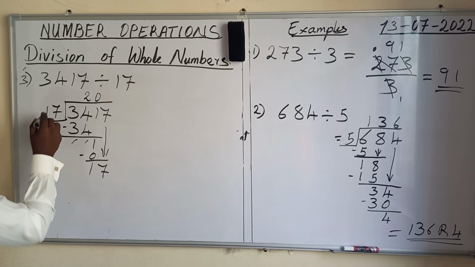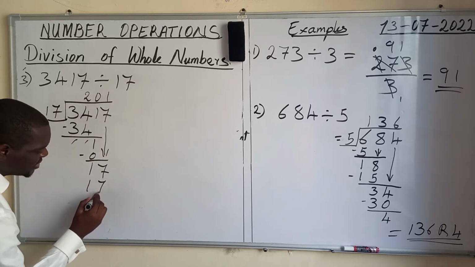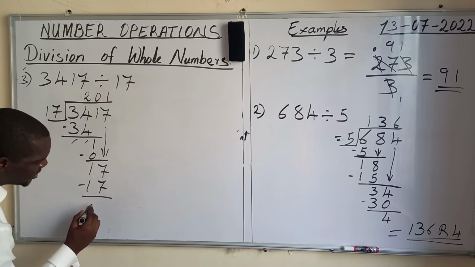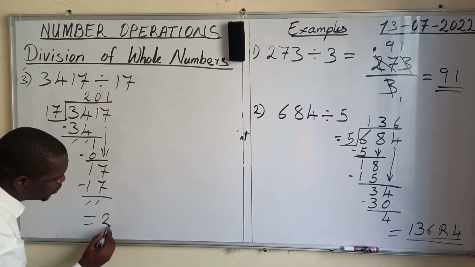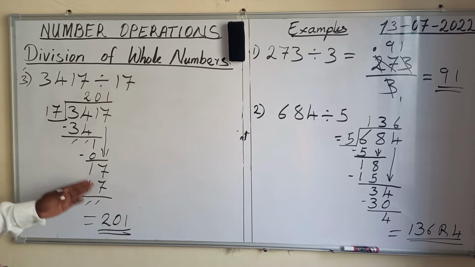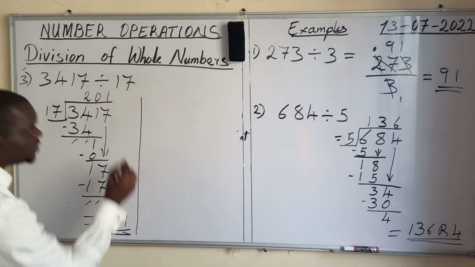You have 17 divided by 17 is 1. 1 times 17 is 17. And if you subtract, you have 0. And our answer will be 201. This is for the long division method. Now let's look at the short division method.